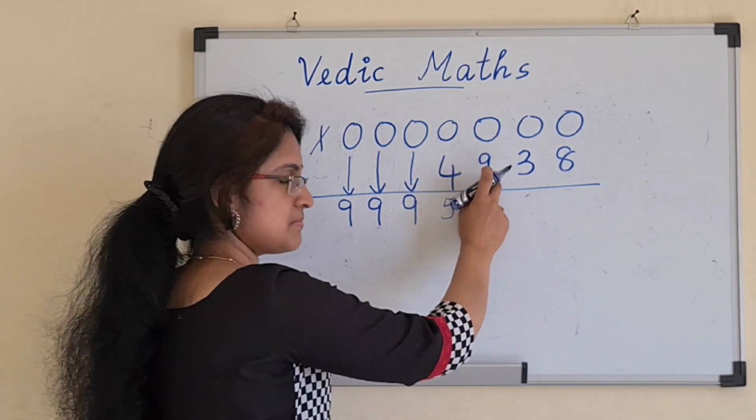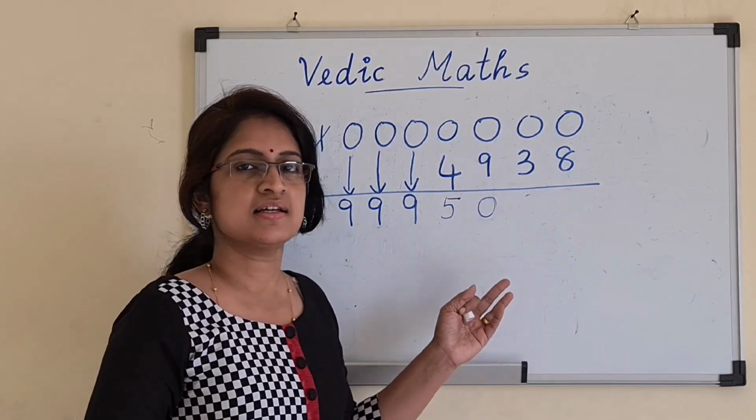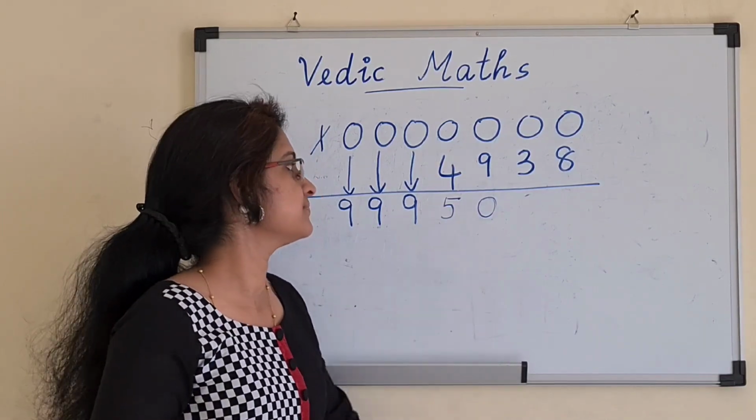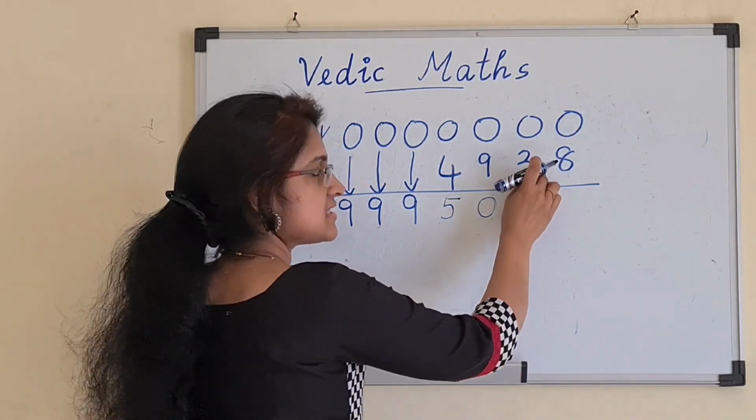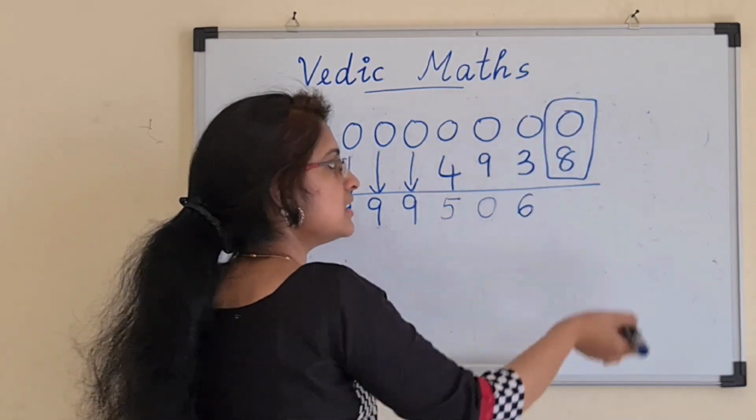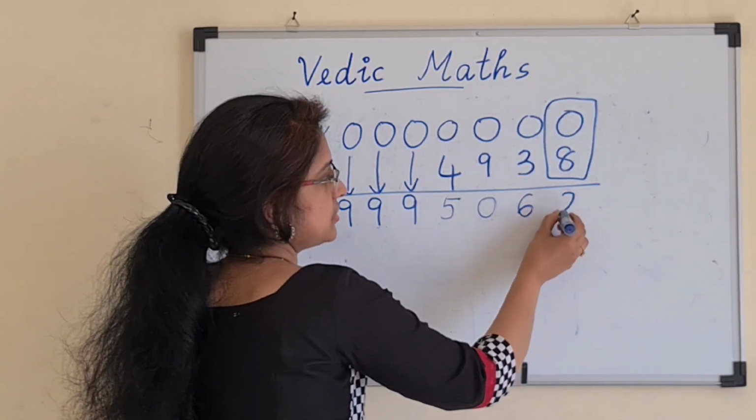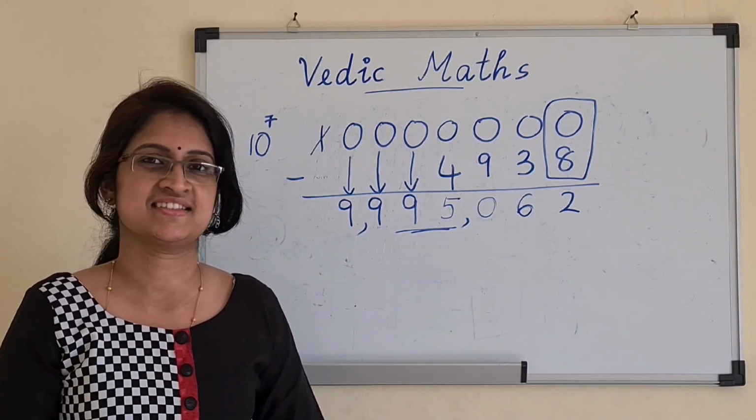Here the sum is already 9. So we don't have to add anything. It will be 0. Then this again will become 6 because 6 plus 3 is 9. And the last set of digits will be added up to 10. So it is 2. This is our answer.